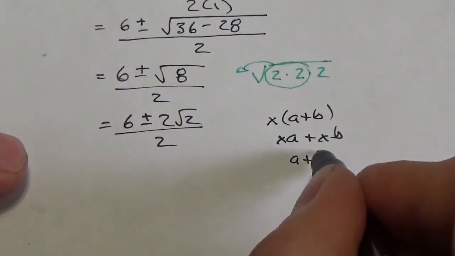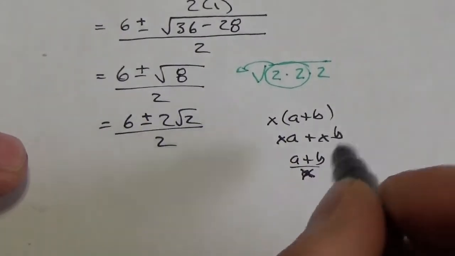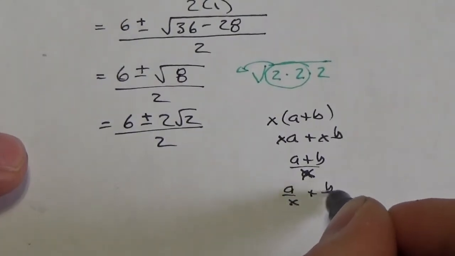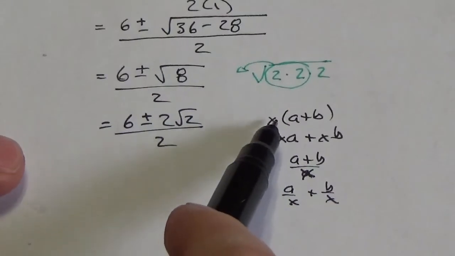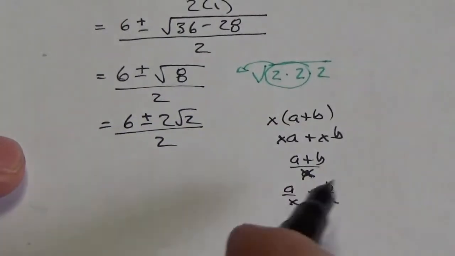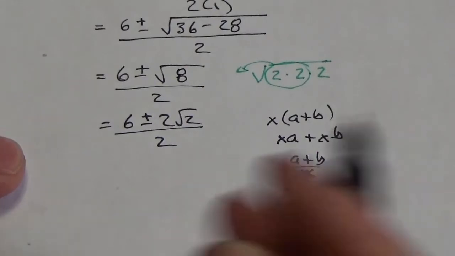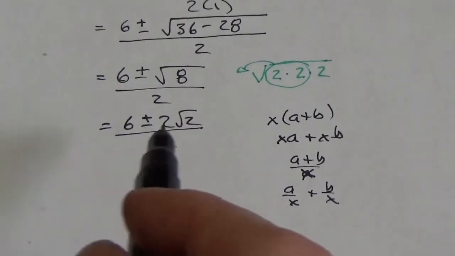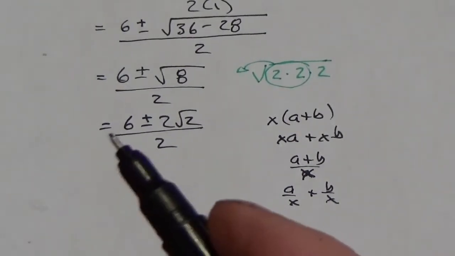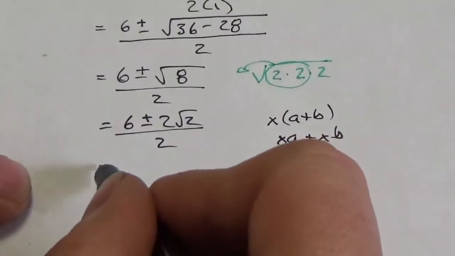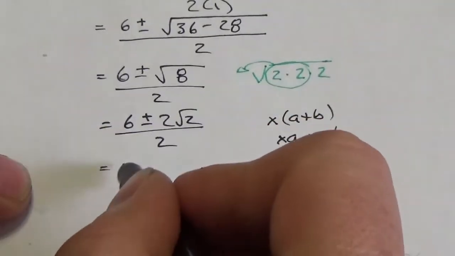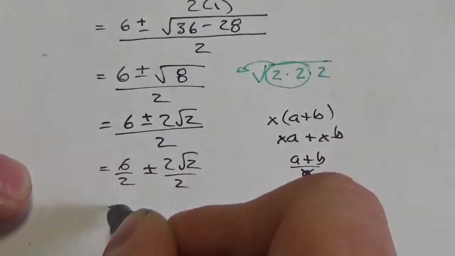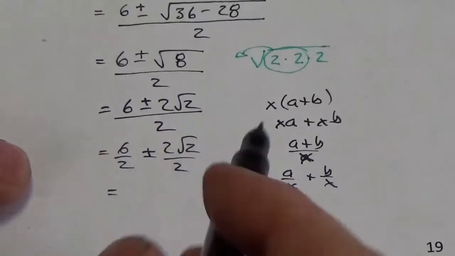Same thing if you have a plus b divided by, let's say x, that is the same as a over x plus b over x. Just the same way that multiplication distributes over addition, so does division. And you've probably seen that before, but people get so used to this idea of canceling that they end up applying it in situations where it doesn't work. So really what you want to do here is distribute this 2 to both terms. So make this 6 over 2 plus or minus 2 root 2 over 2. And now that can be simplified because 6 divided by 2 is 3.